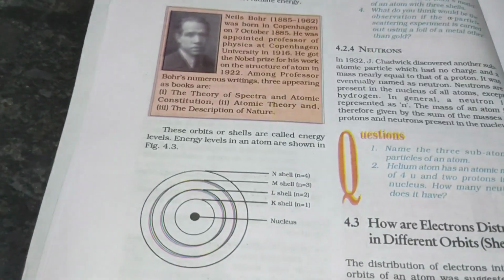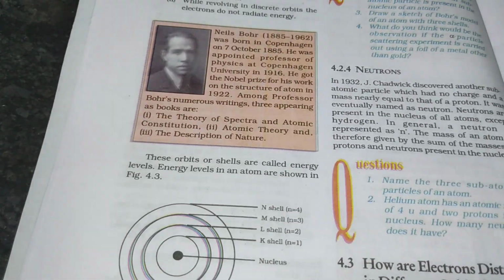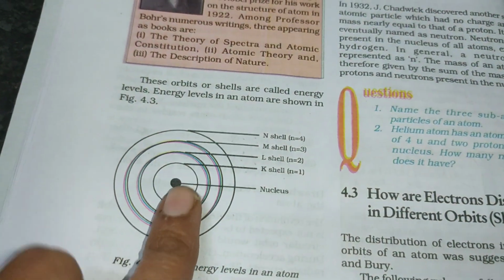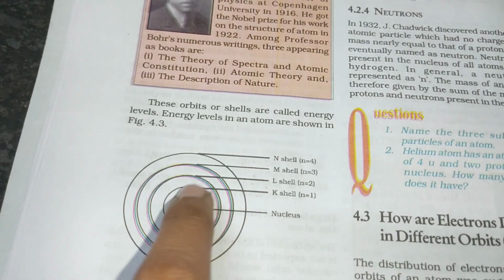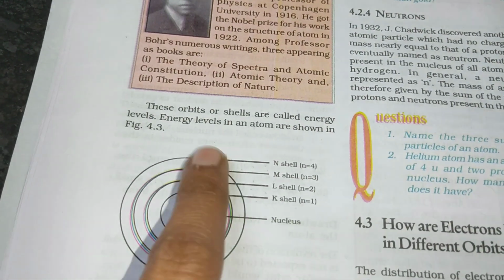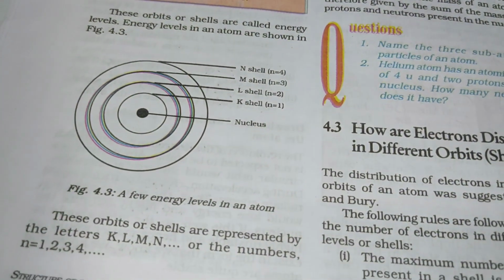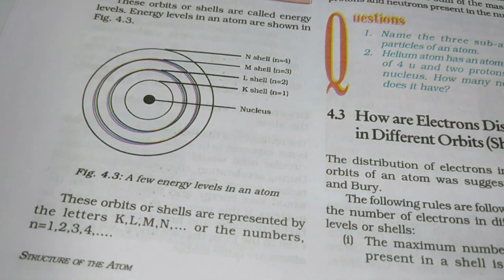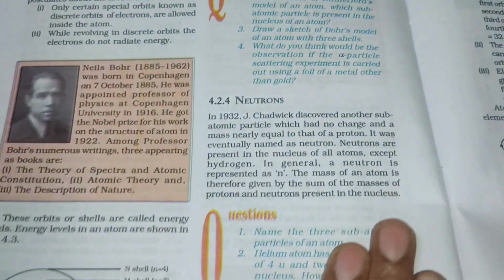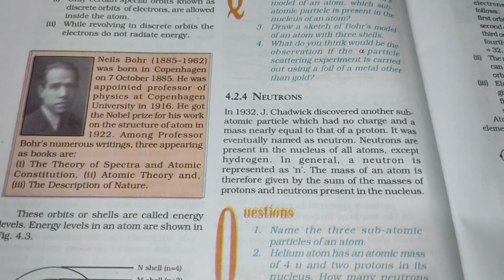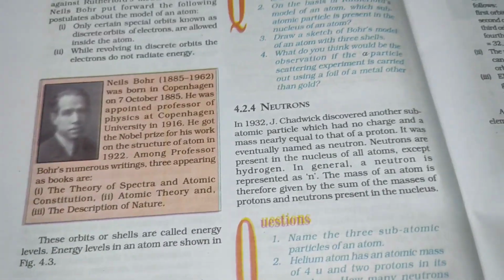These orbitals or shells are called energy levels. Each orbital has some energy, which is why they are called energy levels. As shown in the figure, this is the nucleus, and the first shell is called the K shell. The second shell is called the L shell, the third is M, then N. Like this, many shells are there, and they are also called energy levels in an atom. We represent the shells by the letters K, L, M, N. Like this, Bohr's model gave a stable atomic structure, overcoming the objections to Rutherford's model.